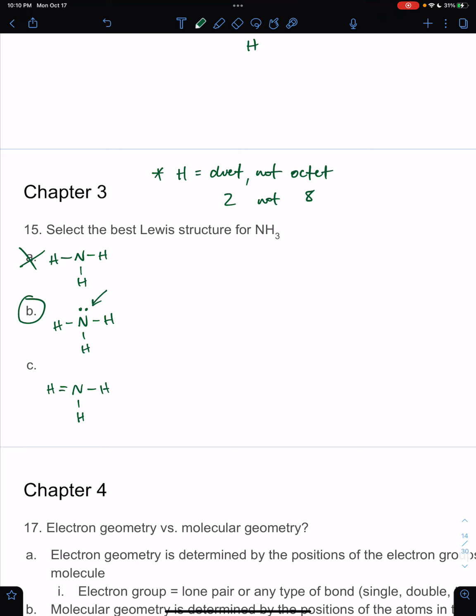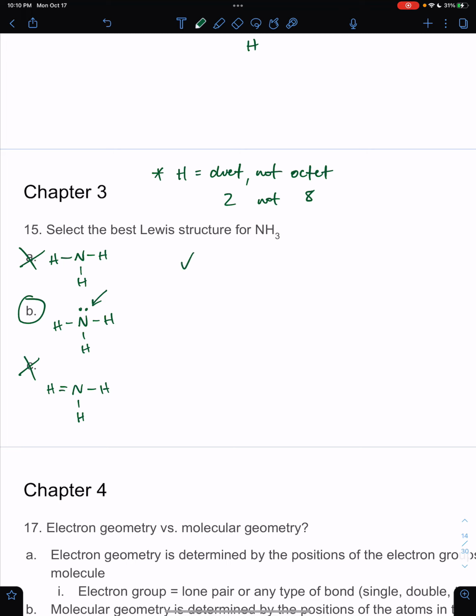In this one, the nitrogen is satisfied. It has 2, 4, 6, 8. However, this hydrogen now has 4 electrons. So that's too many. The hydrogen can only have 2. So because it has 4, that one is incorrect. It would not exist in nature. That one is also out. So just gotta look for little differences like that.